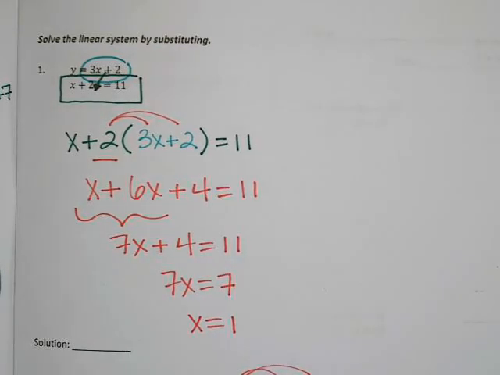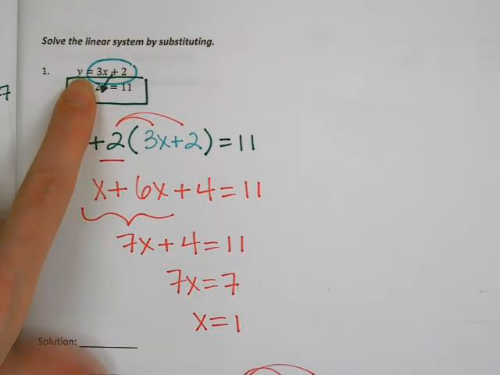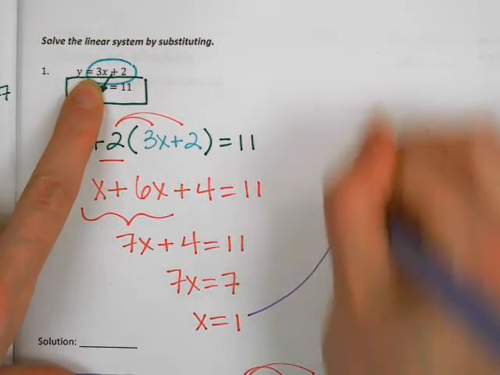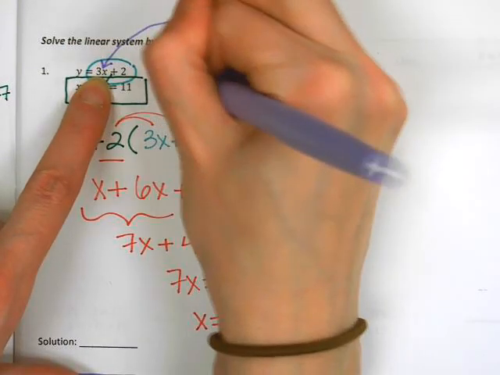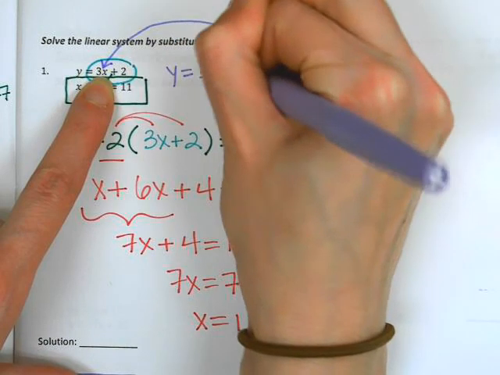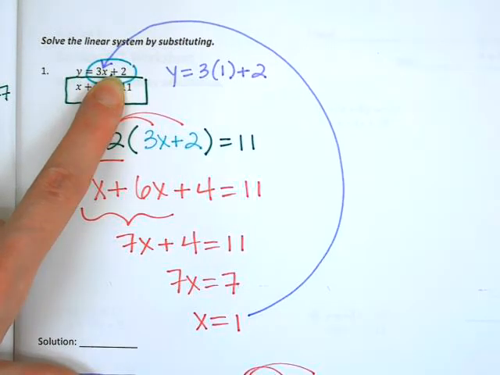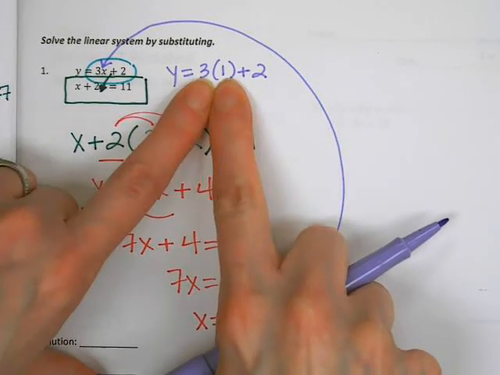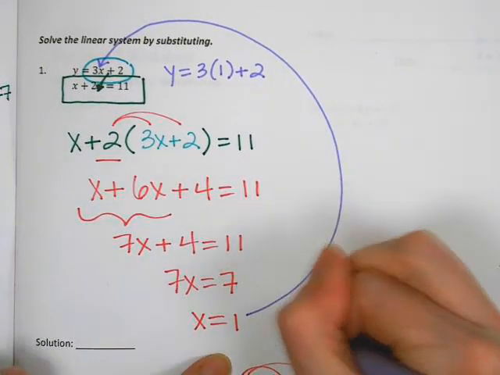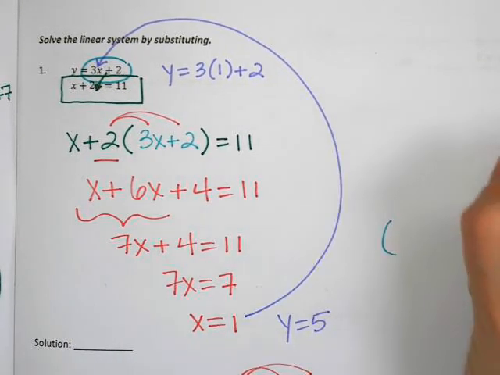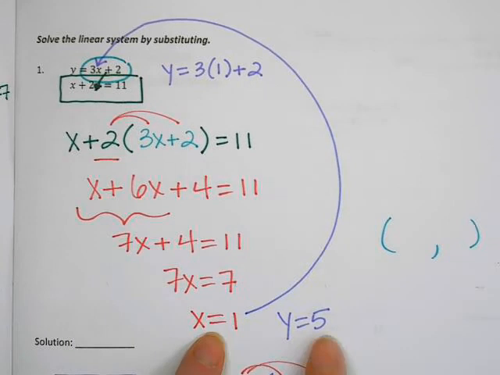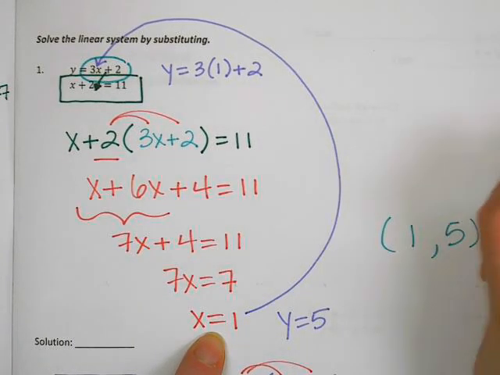Now, we got to plug that in to find y. And I would plug it into the circled one always. If x is 1, let's see what y is. Y is going to be 3 times 1 plus 2. Because x is 1. So what's 3 times 1 is 3 plus 2 is 5. So y is going to be 5. All right, well, there you go. Final answer, x comma y, is 1 and 5.